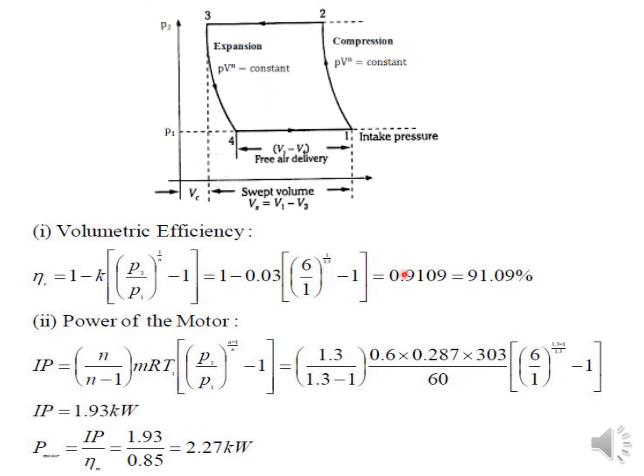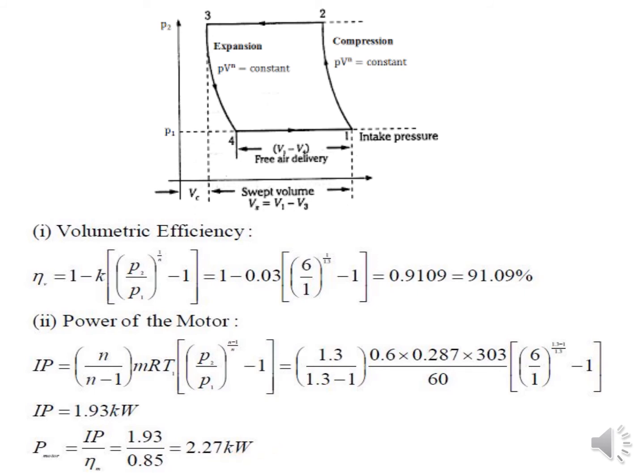Next, this is the diagram which we already have. The volumetric efficiency formula we know already: 1 minus K times (P2 by P1 raised to 1 by N minus 1). So it comes around 91.09%. For the power, IP, I told you already: N divided by N minus 1. Substitute all the values. These are direct problems given in this VTU question paper. It gives 1.93 kilowatt. So the power of the motor is the IP divided by the efficiency, which is 0.85. It comes around 2.27 kilowatt.